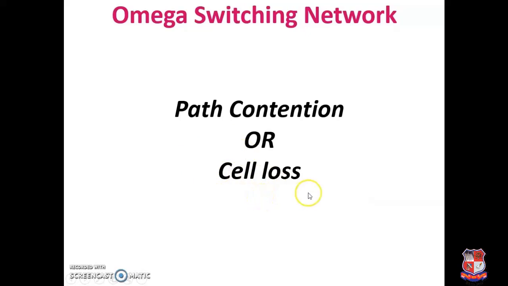Path contention or cell loss. This is the disadvantage of the Omega switching network. In path contention, sometimes it happens like that: two cells come simultaneously and pass from one switch to the next level switch. At that time, sometimes a conflict arises and one of the cells will be lost.